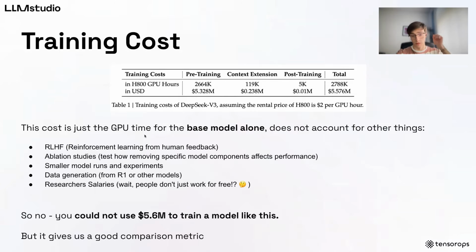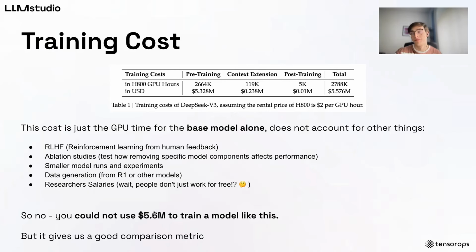So yeah, I just wanted to really punch again on this. This cost is for the GPU time for the base model alone. So it's not accounting for RLHF, if it had any, so humans giving feedback, or ablation studies that they did, and we know they did. So testing out different versions of the model where they remove certain components and seeing how it affects performance, to prove that those components were actually relevant and not just that they didn't break things and they thought it might be working. Also other runs that they might have done, experiments, smaller runs, data generation from the R1 to train on it, researcher salaries, right? I mean, people don't work for free.